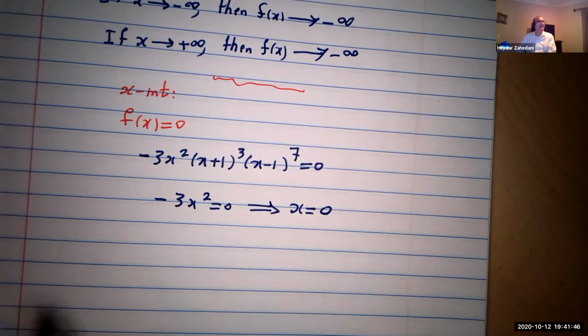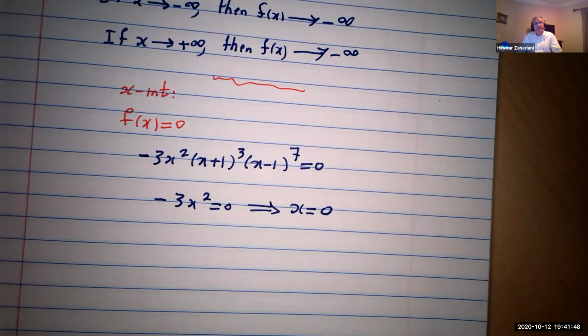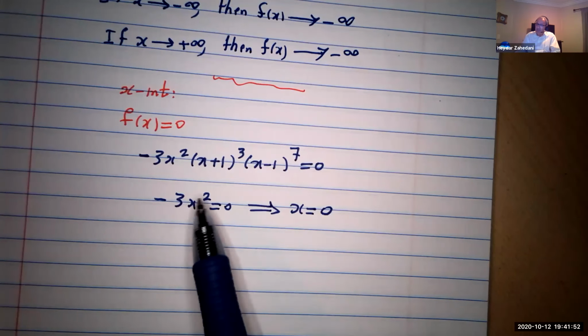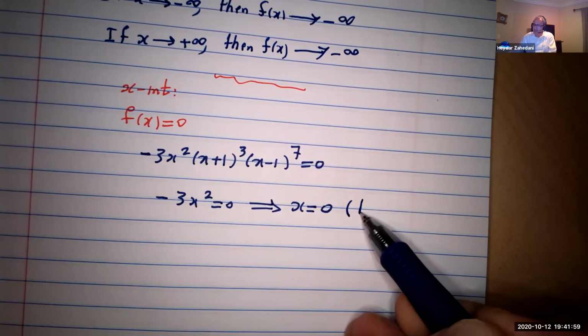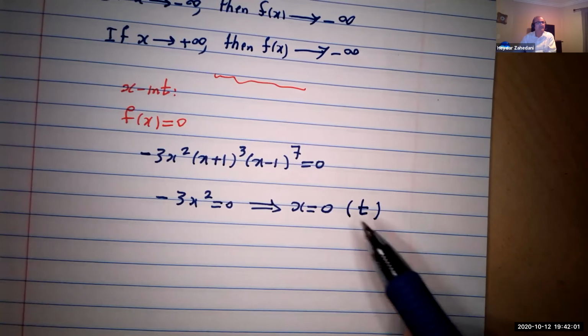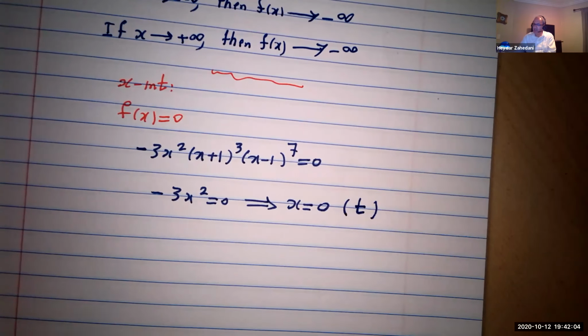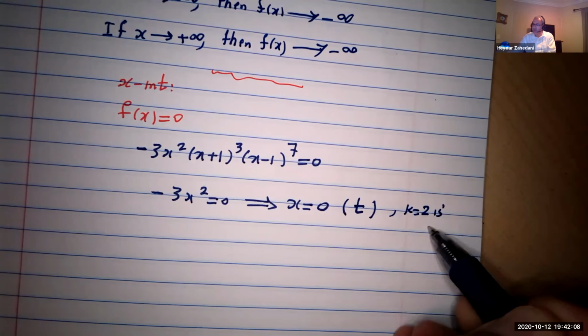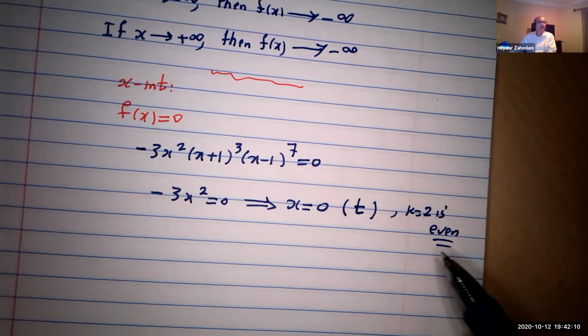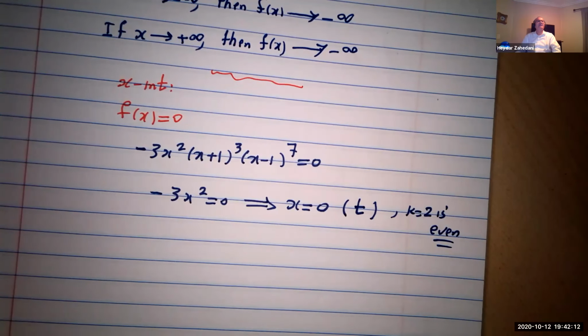Just tell us what would happen at these points. The graph is going to touch the x-axis or cross the x-axis. You see the power is even. Since the power is even, make a note for yourself that the graph touches the x-axis. Just for your information, k equal to 2 is even. Even touches, because there is not going to be any change in signs. Okay, any question?